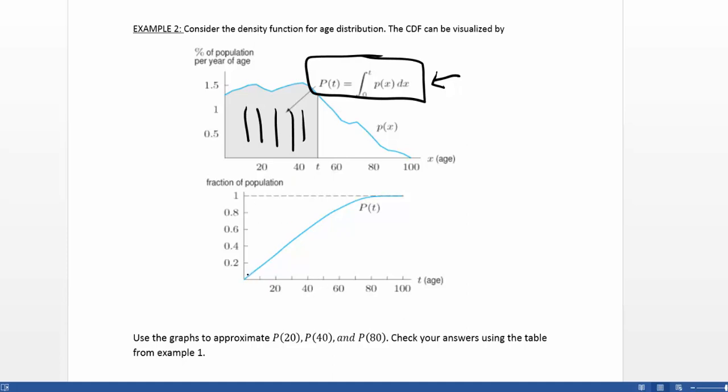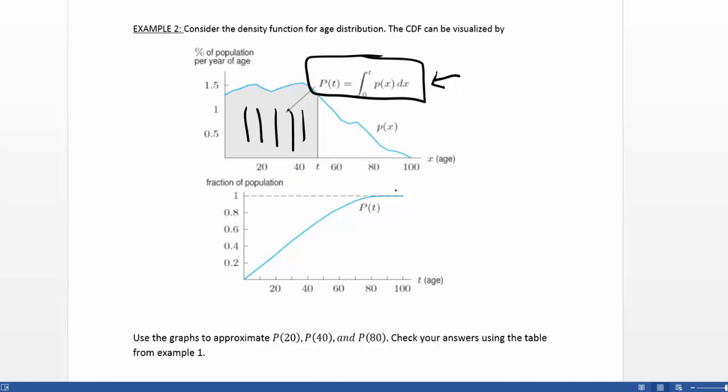So as we accumulate area, the amount of people is going up and up and up. We know that CDFs have the property that they should be increasing and that they should be approaching a value of 1. So that's what's happening here. We can see that we are accumulating area and that by the time we get to 100, we've reached 1, which is 100% of the population.